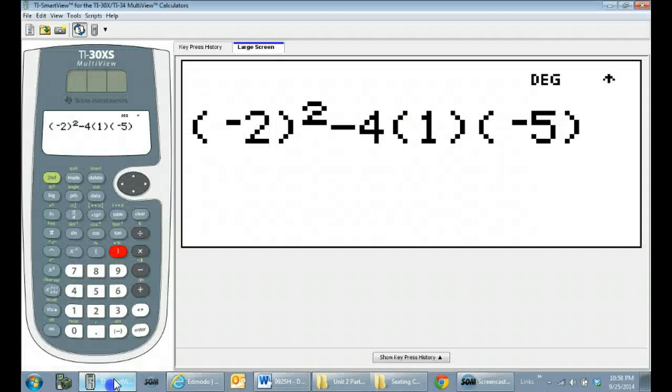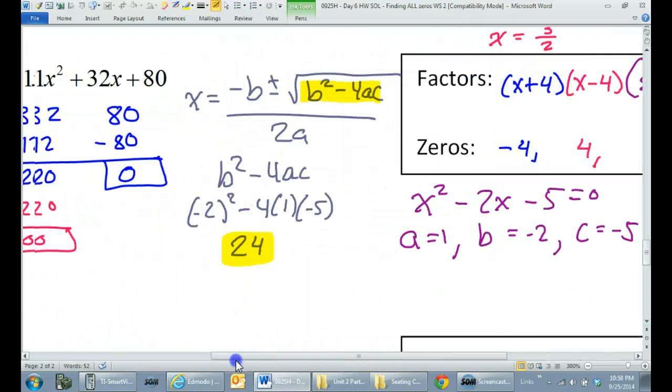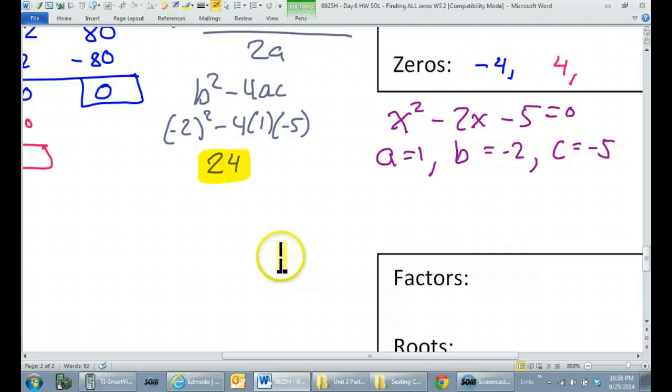In the calculator, this would look like this. If you're going to use the calculator at all, you've got to put this negative 2 in parentheses when you square it. Otherwise, you will get the wrong answer. But I'm getting 24 for my discriminant. 24. And so remember, that 24 goes under the radical here. So when I do my quadratic formula, I've got to make sure I have enough room.